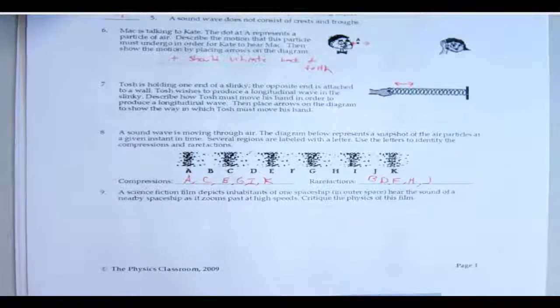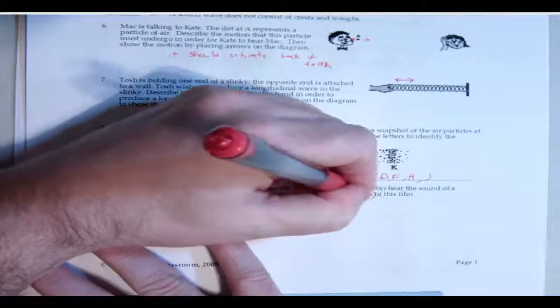Awesome. All right, let's look at number 9. A science fiction film depicts inhabitants of one spaceship in outer space hearing the sound of a nearby spaceship as it zooms past at high speeds. Critique the physics of this film. So this is where this stuff kind of comes in handy.